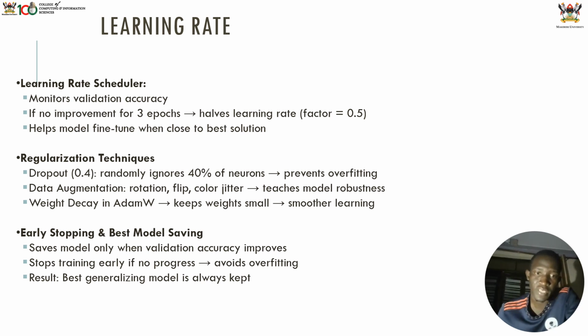We have the early stopping and best model saving. The model is saved only when validation accuracy improves. If the accuracy is not improving, the training is stopped. So that will ensure that we only keep the best version. We do this to ensure that the final model is the best generalizing model, and not just the one that performs well on the training data.